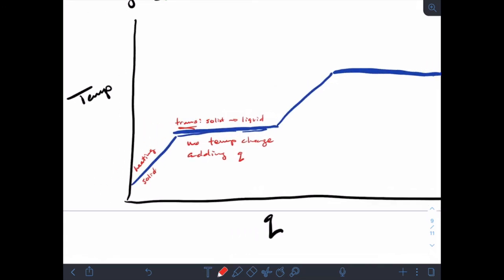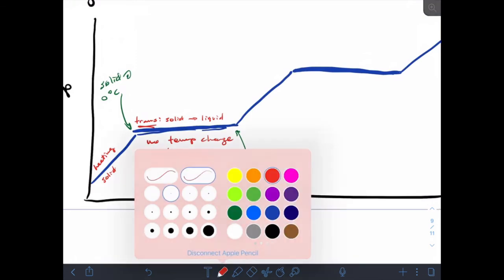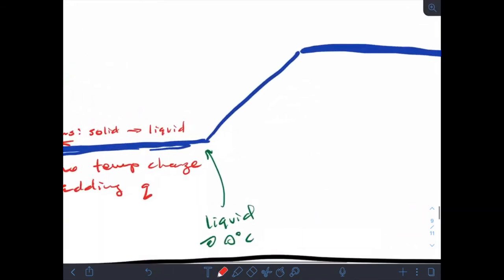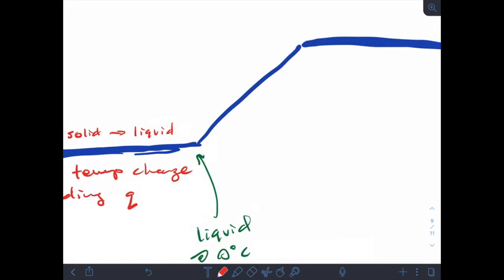if we're talking about water, let's use water as an example. So at this point, I have a solid at 0 degrees Celsius. Right? At this point on the curve, I have a liquid at 0 degrees Celsius. Okay? So then if I want to get to boiling, right, I'm going to continue on my curve, and at my next ramp, I'm going to be heating liquid.